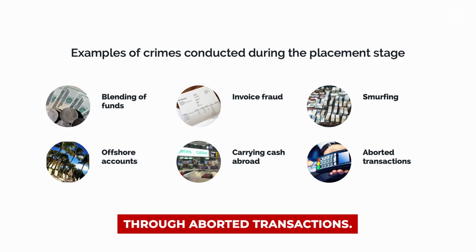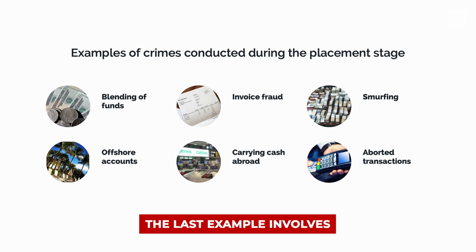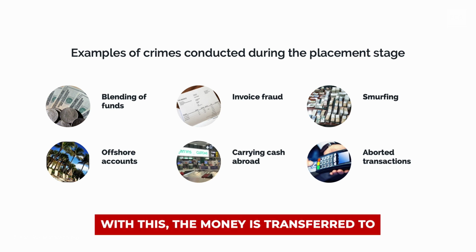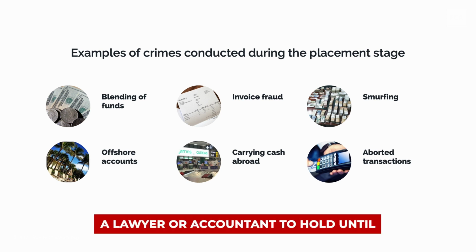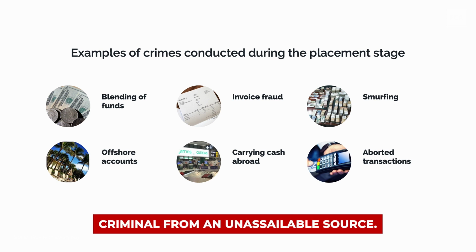Number 6. Through aborted transactions. The last example involves aborted transactions. With this, the money is transferred to a lawyer or accountant to hold until a proposed transaction is completed. The transaction is then canceled and the funds are repaid to the criminal from an unassailable source.